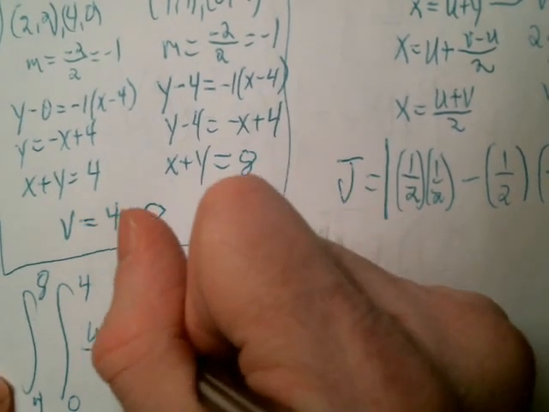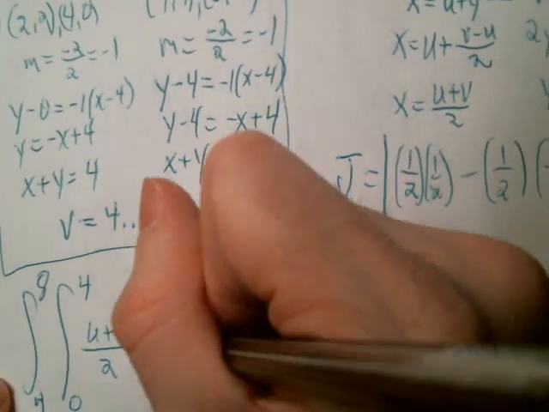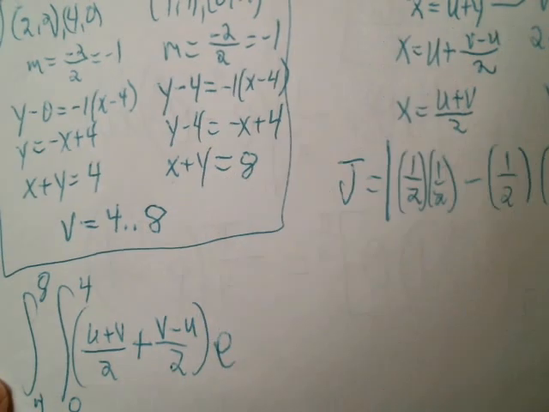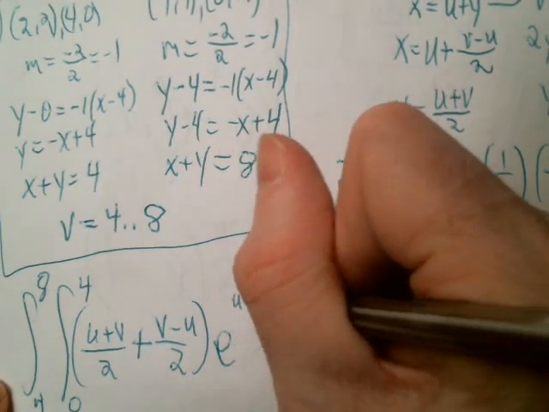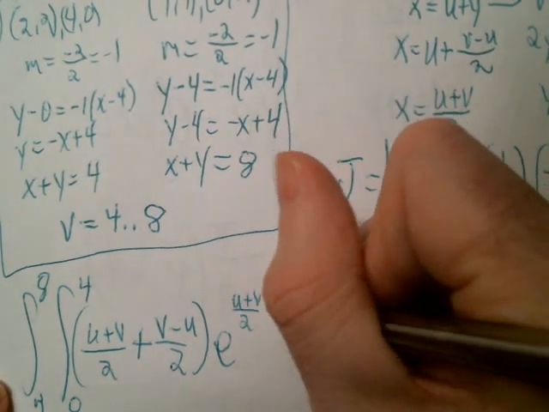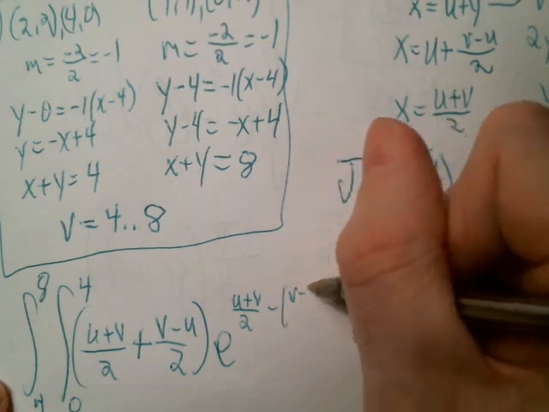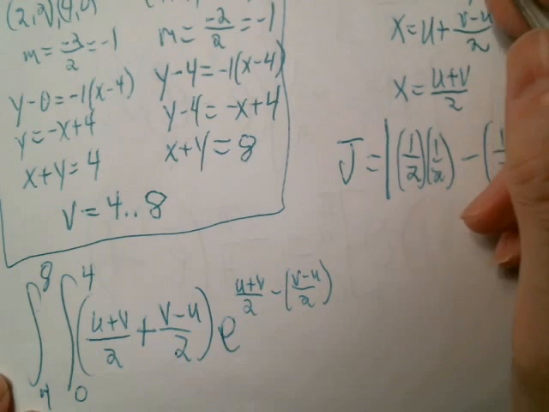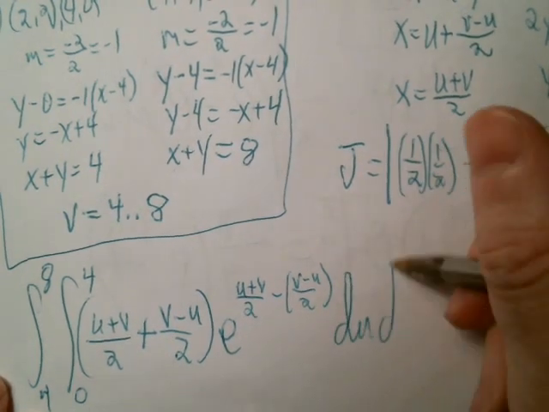So it's x plus y, and y is (v minus u) all over 2, times e to the x minus y, which is (u plus v) all over 2 minus now (v minus u) all over 2. And then I've chosen u, so du dv.